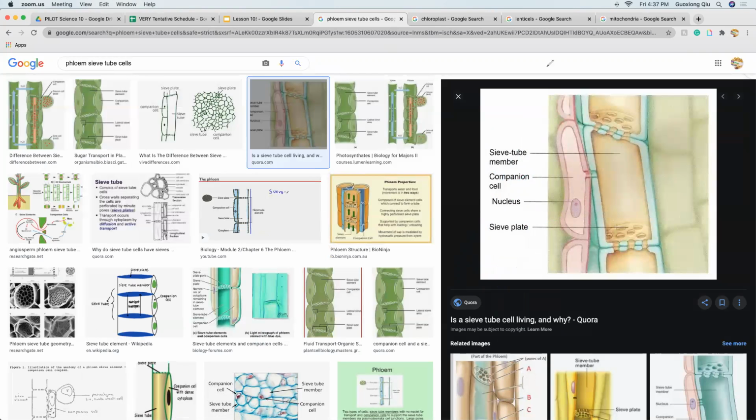Here's one more drawing. So you see here, this is your sieve tube cell, and it has sieve-like holes, which connect the passage to other sieve tube cells. And then on the side of your sieve tube cells, you're going to have these companion cells, and these companion cells will have a nucleus.